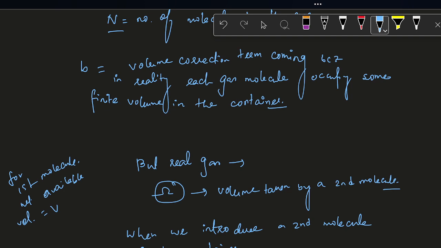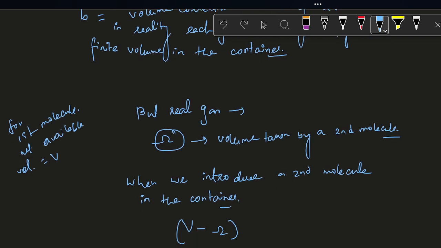So the available volume that is accessible to the second molecule is decreased from V. It is V minus omega, obviously, because now the second molecule has to take into account the volume that is already preoccupied by the first molecule. So its available volume will be decreased from V by the amount omega, which is the volume taken by the first molecule.